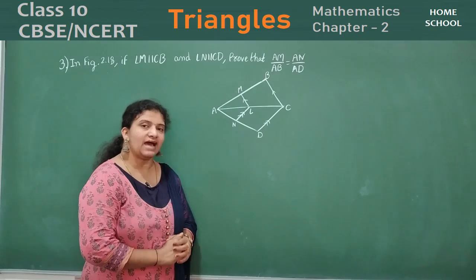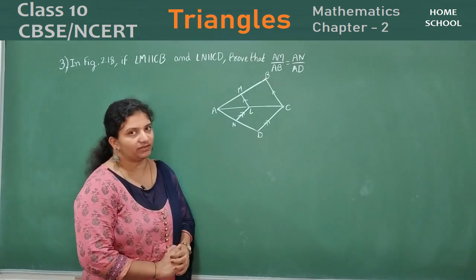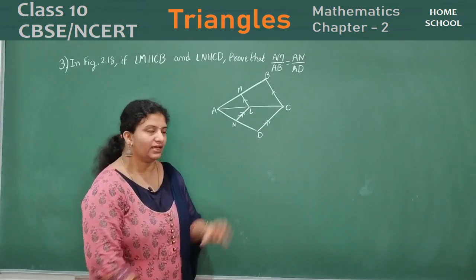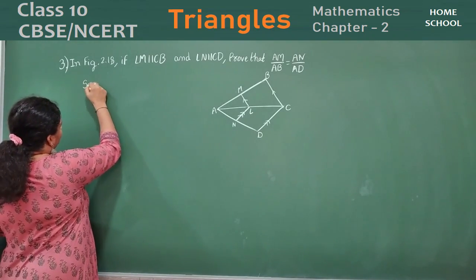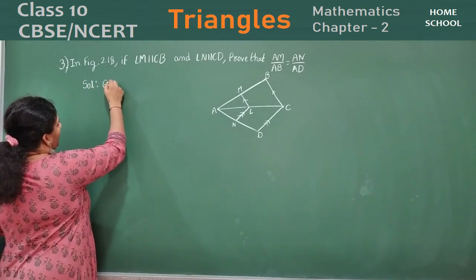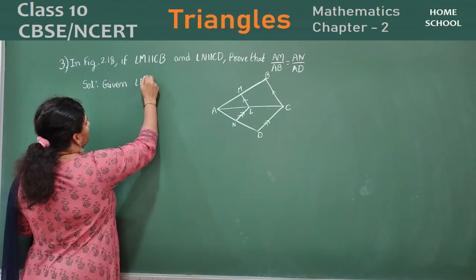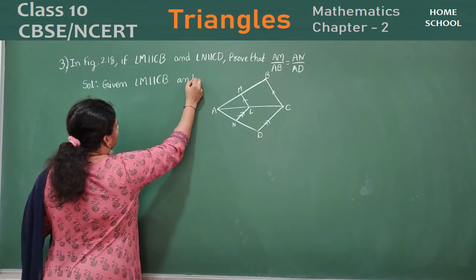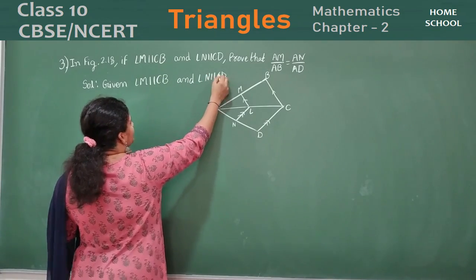See here, in our last part, what we have done is not wrong. According to that question, that method and the proof we have proved is correct. Okay, let's see the third problem now. How to start your solution? Given, what do we need to write now? LM is parallel to CB and LN is parallel to CD.